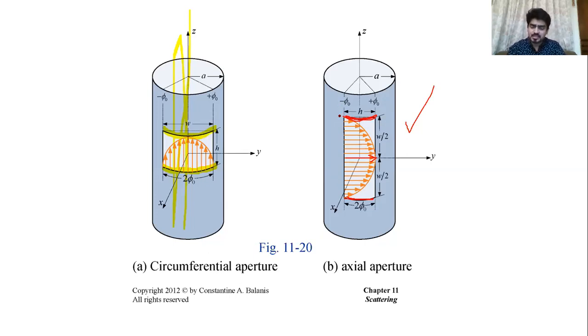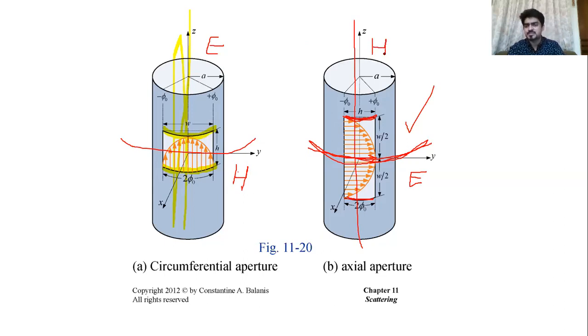On the other hand, in this horizontal plane, now this horizontal plane is nothing but the E plane, since your E vector is parallel to your XY plane. So that horizontal XY plane is nothing but the E plane. Here that horizontal plane was nothing but the H plane, and here the vertical plane was the E plane. Here in the axial aperture, this vertical plane is an H plane, since the E field is perpendicular to that plane. So it is an H plane.